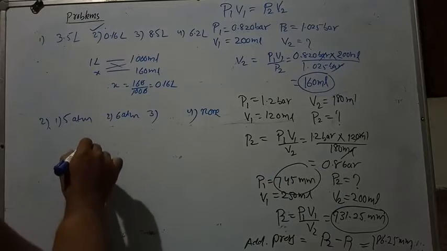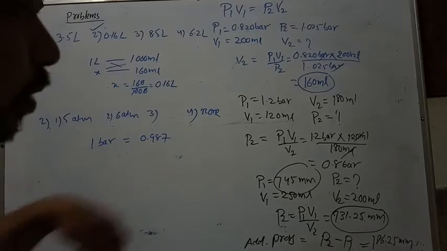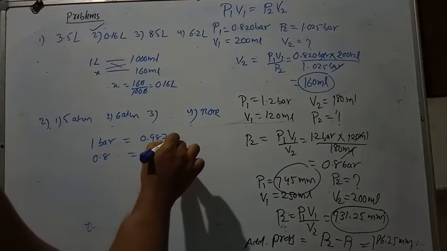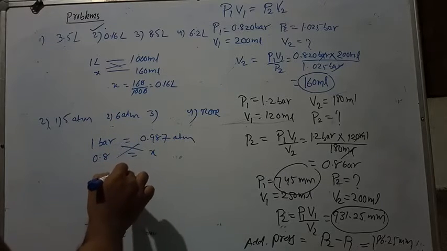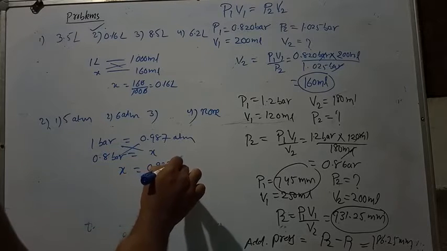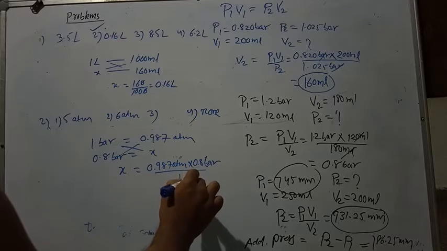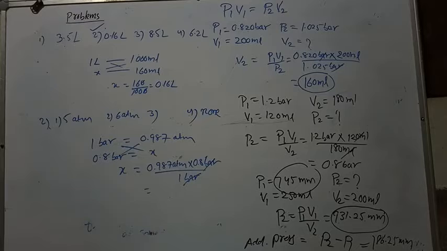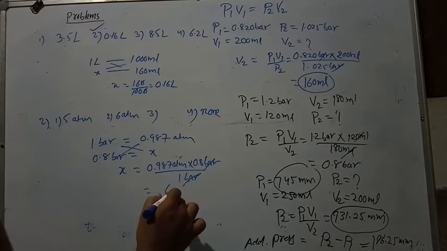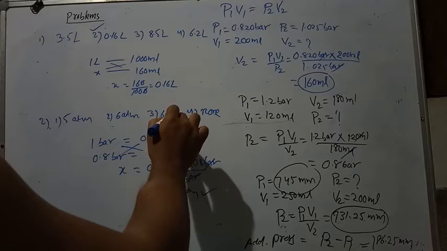How can we convert? 1 bar is equal to 0.987 atmosphere. But how many bars are we getting? 0.8 bars. Then how many atmospheres? Cross multiplication: x is equal to 0.987 atmosphere into 0.8 bars by 1 bar. Bar cancels. After simplification, we get some value. For example, let us say this is 6.4 atmosphere. What is our answer? 6.4 atmosphere.